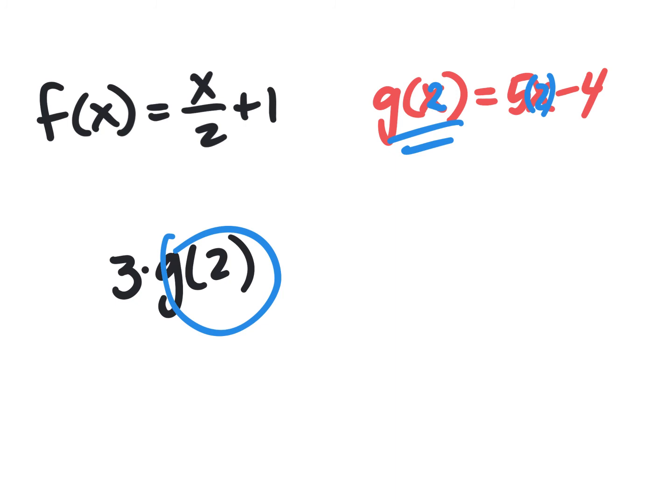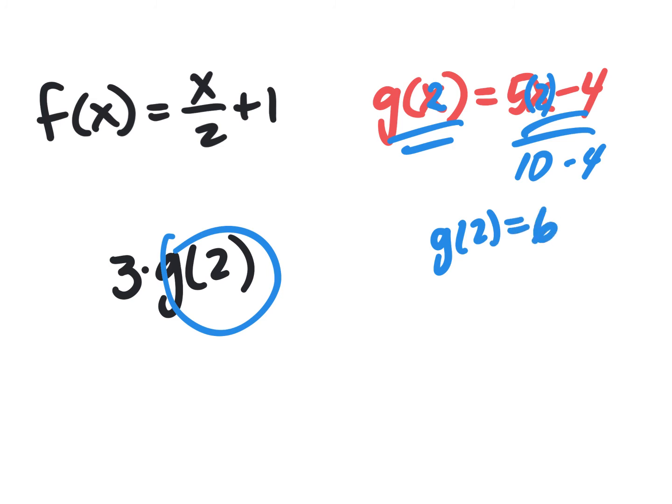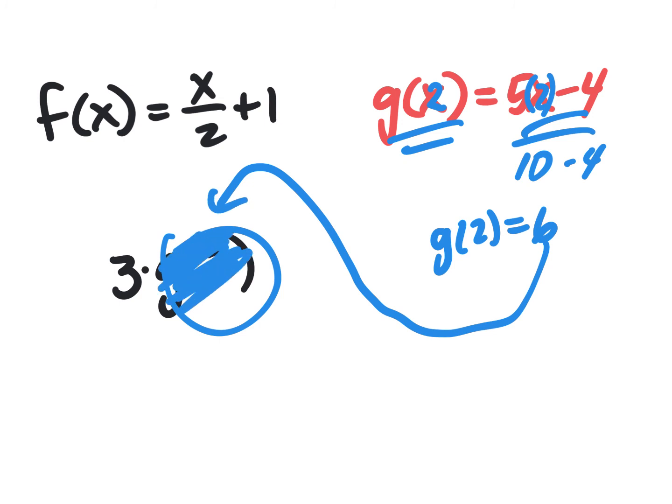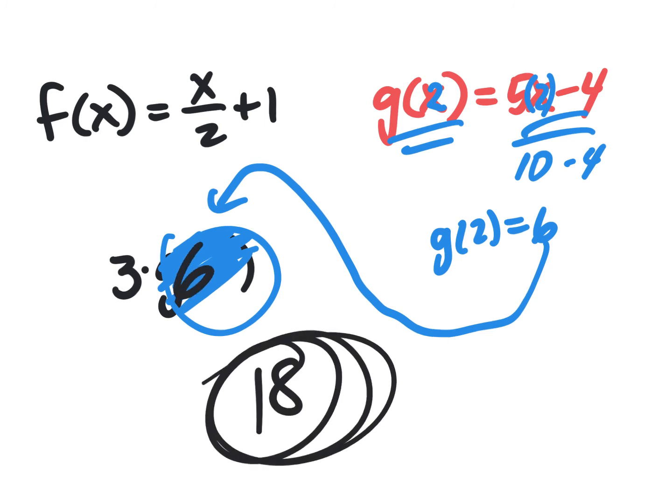All right, Beckett, tell me how you start. I got the 2 put in here, and what'd you get? So you multiply 5 by 2. 10 minus 4, what's next? So g of 2 equals 6. Nice. Now what? And then you times 6 by 3. Yeah, the 6 goes here. This g of 2 is 6. 6 times 3, 18. Raise your hand if you had 18. All right.